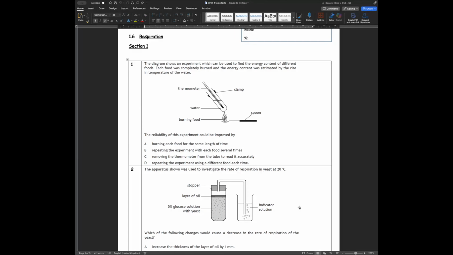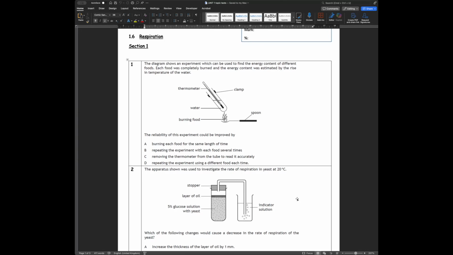Okay, folks, so welcome to the second part of the lesson where we look at some past paper questions to see how we can apply our knowledge to the topic of respiration. Question one here is actually a skills question, but we'll do it anyway because it's good to learn about these skills as we go along and integrate them into the context of what we're learning. So it says the diagram shows an experiment which can be used to find the energy content of different foods.